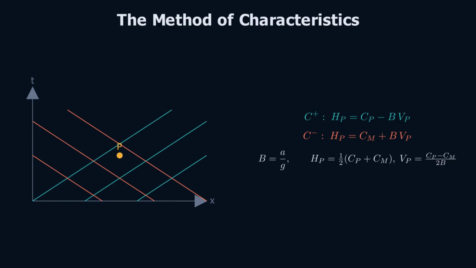There is one price. The characteristics must land exactly on grid points, so the wave speed pins the time step, a times delta t must equal delta x. The grid is not a choice laid over the physics. The grid is the wave.